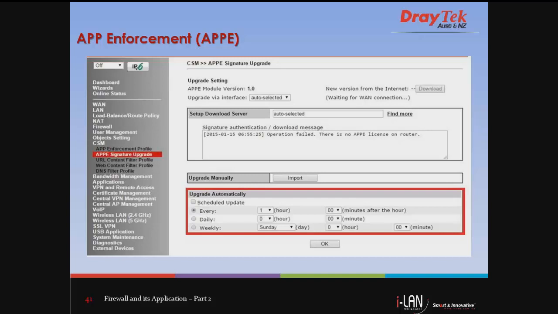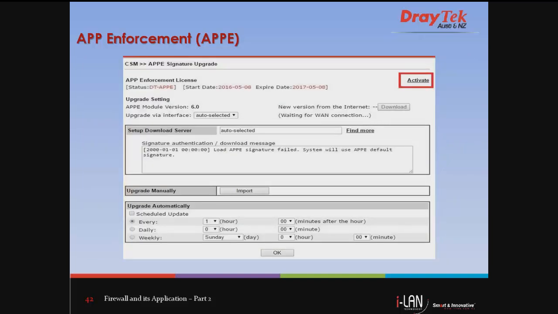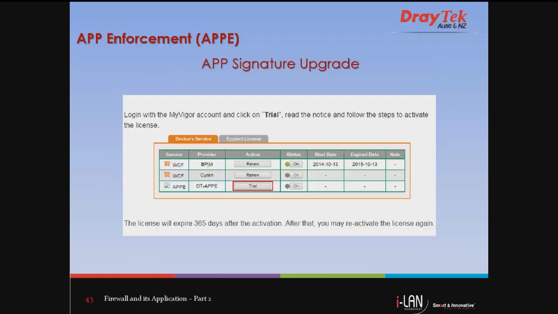You have the options there to set the router for auto update. App License is a free service. You can activate it if the router has been registered to a MyVigor account. To activate the service, we go to CSM, App Signature Upgrade, and click Activate. Log into the MyVigor account and click on Trial. Read the notice and follow the steps to activate the license.